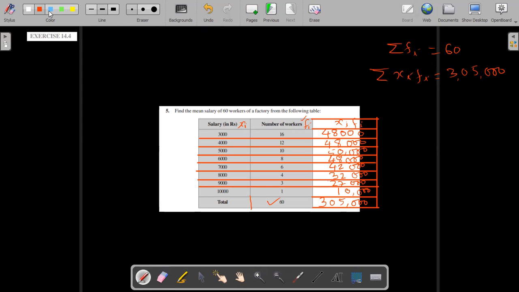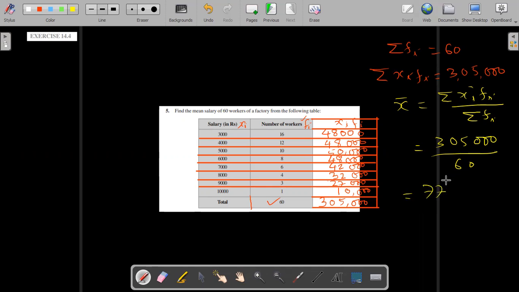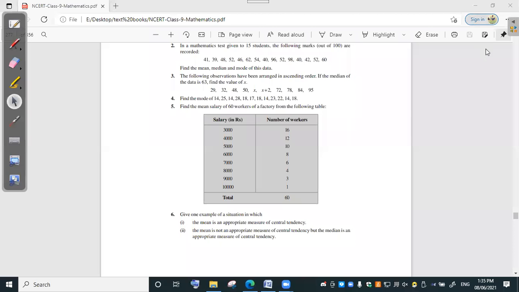Now you can find the mean. Mean is equal to sigma xi fi divided by sigma fi. Sigma xi fi is 305,000 divided by 60. So you are getting 766.66. This is the answer. Exercise 14.4, question number 5.